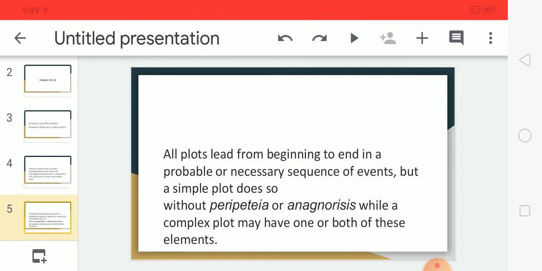So all plots lead from beginning to end in a probable or necessary sequence of events, but a simple plot does so without peripety and anagnorisis, while a complex plot may have one or both of these elements. A simple plot does not have any peripety or anagnorisis. There is no reversal of fortune, there is no discovery or recognition, and a complex plot may have one or another or both of these elements.